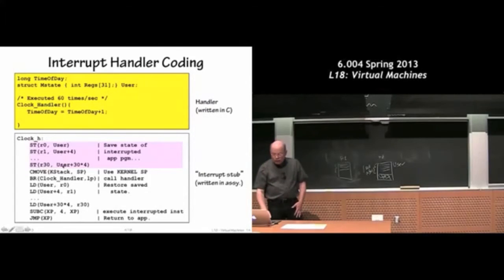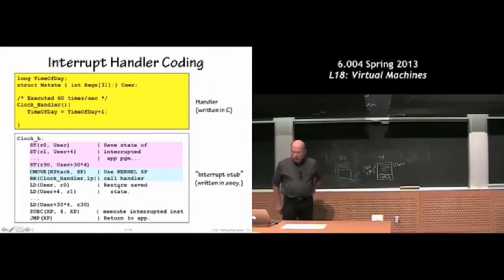No registers were used in doing this. I'm not changing the contents of any of the registers until I've saved all those bits away in this magic kernel array. Now I can go off. I'm not going to trust the user stack, so I'm going to set up my own stack, set the stack pointer to point to the kernel stack, and then do a regular subroutine call off to the clock handler, which will do whatever it would do.